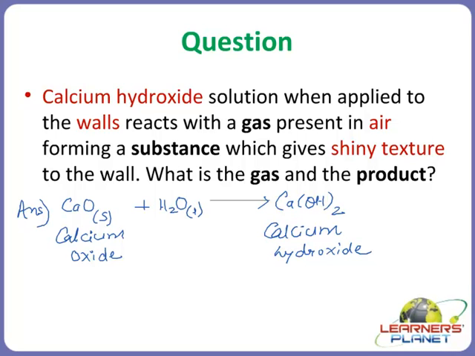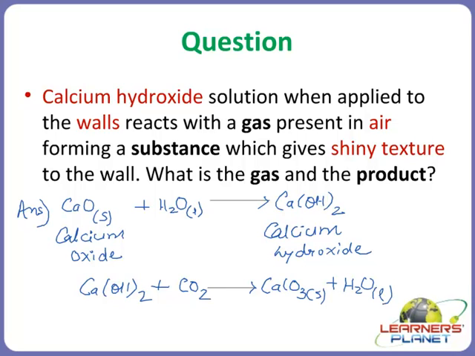Now our question is that calcium hydroxide solution is applied on the walls. So this solution, calcium hydroxide, will react with a gas known as carbon dioxide, which is present in air, and will form calcium carbonate solid plus water liquid. So this is calcium carbonate.